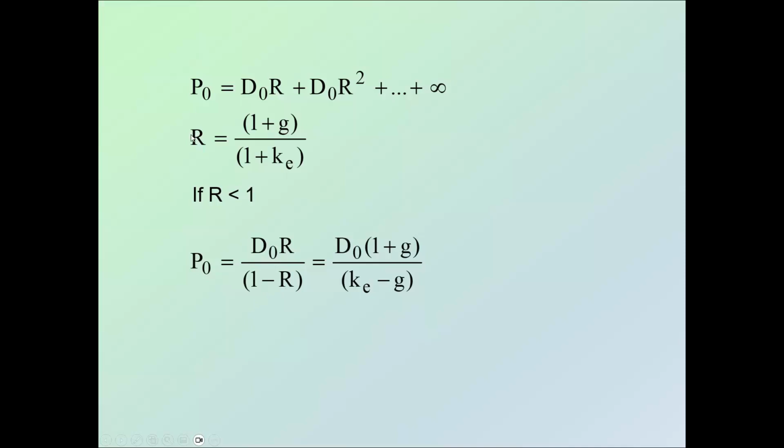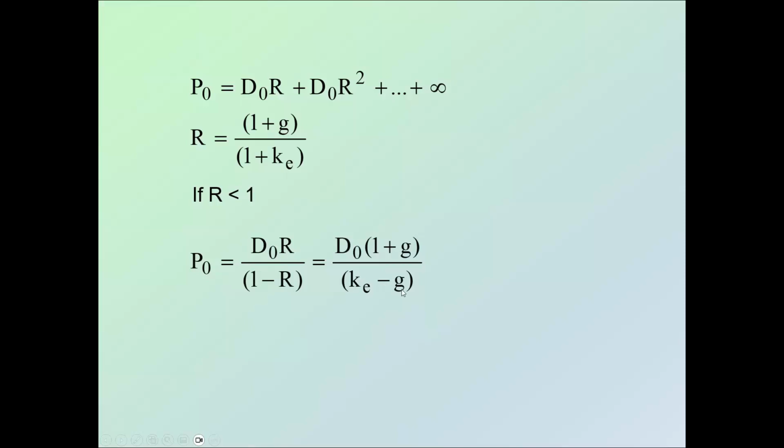And 1 over R minus 1 is 1 plus KE minus 1 minus G divided by 1 plus G. So it's KE minus G divided by 1 plus G. So P0 is D0 1 plus G divided by KE minus G. The derivation is not that important. What needs to be noted here is that the growth rate is both in the numerator and the denominator. Oh, wait a minute. D0 times 1 plus G is D1. So we can say it's D1 divided by the discount rate minus the growth rate.